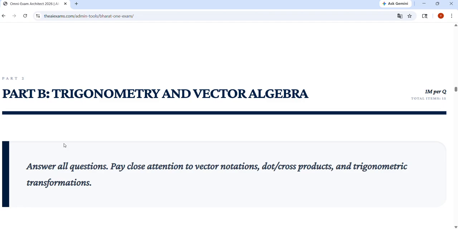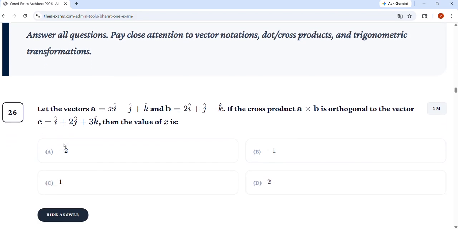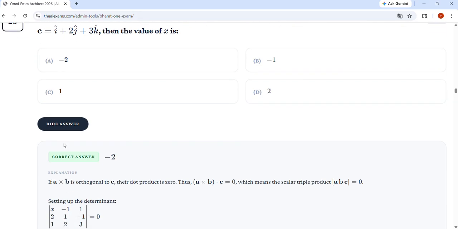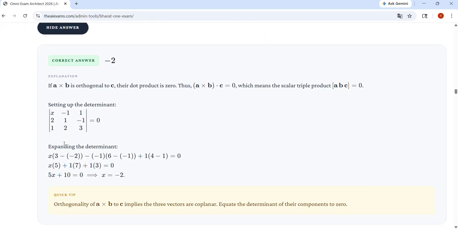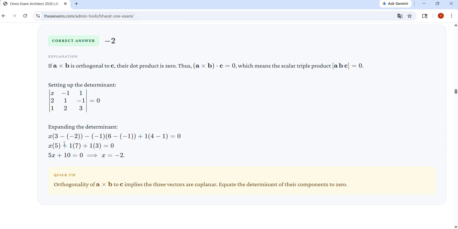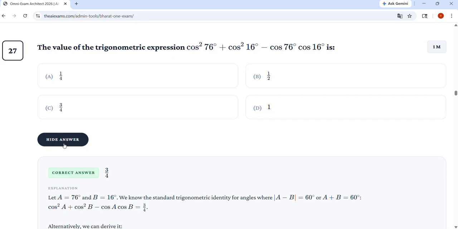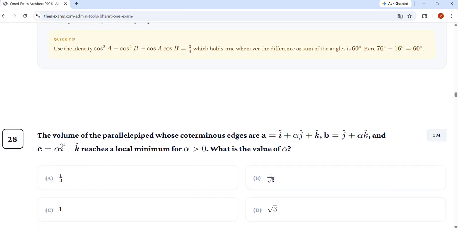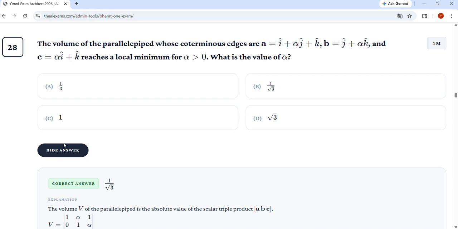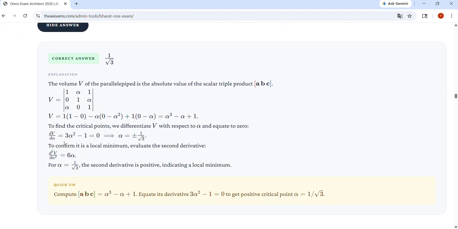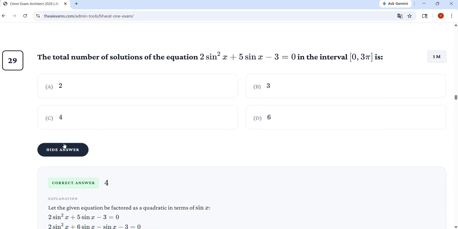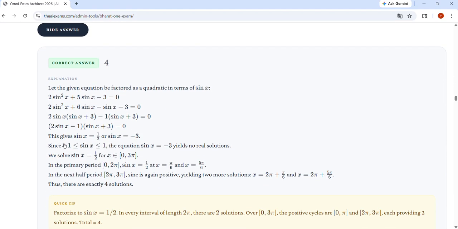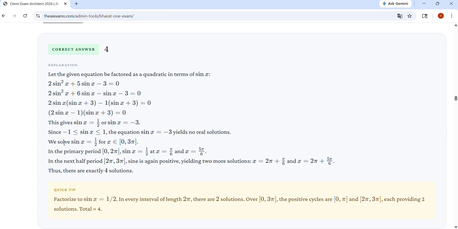Part 2 or part 3, trigonometry and vector algebra. So this is the question. Answer. So the third question, and here the answer. 28. Answer. 29 question. And answer. Full detailed explanation with the tips is given there.